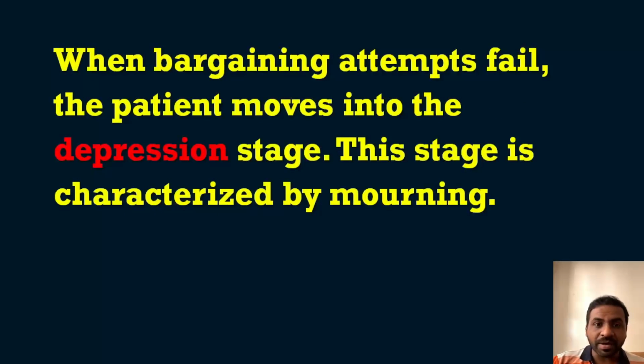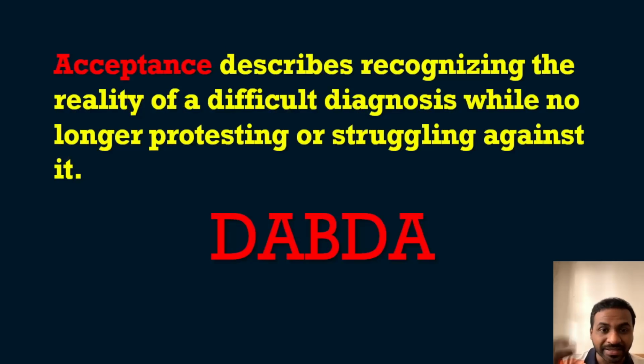Then after bargaining comes the depression stage. That means when the bargaining attempts fail, the patient moves into another phase known as the depression stage, which is characterized by mourning. Finally, the patient will move on to acceptance, which describes recognizing the reality of a difficult diagnosis while no longer protesting or struggling against it. Finally the patient will accept that this has happened to them and that they are going to die. There is an abbreviation to remember this, DABDA: denial, anger, bargaining, depression, and finally acceptance. These are the stages of dying.